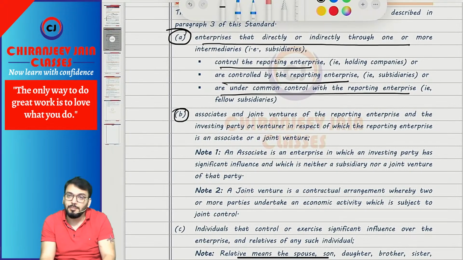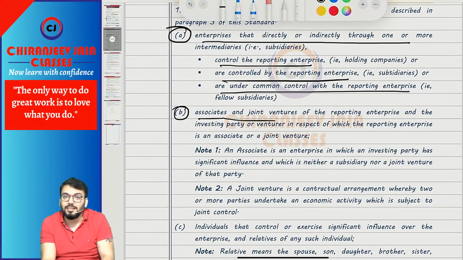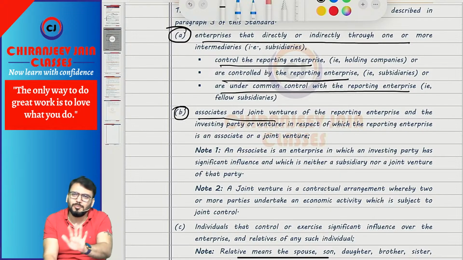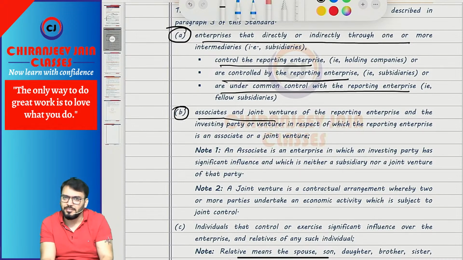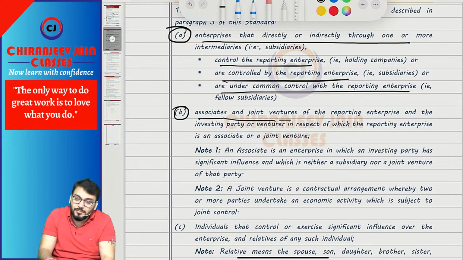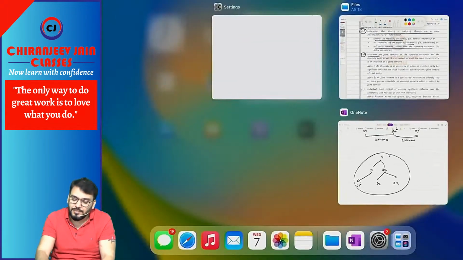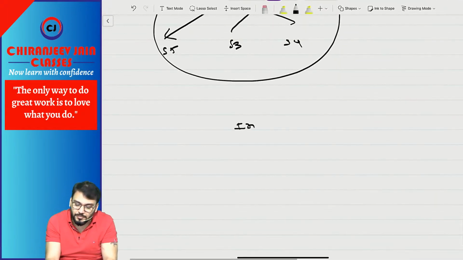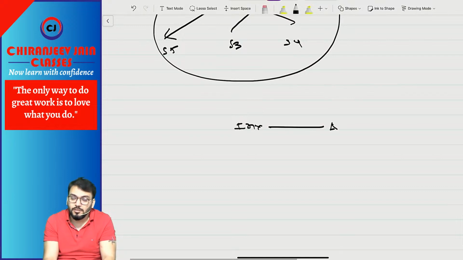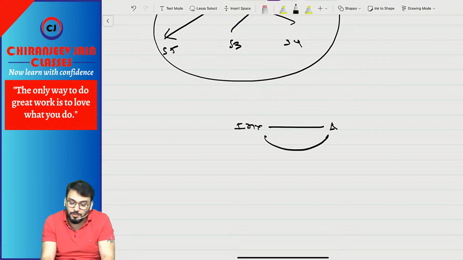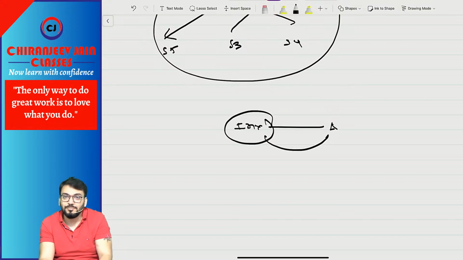Second, point number B. Any associate and joint venture. Now you know the meaning of associate, you know the meaning of joint venture. So I am not going to that meaning. Any associate, any joint venture of the reporting entity and the investing party or the venturer in respect of which the reporting entity is an associate or joint venture. In simple way, if there is one investor who has an associate, both are related to each other. For investor, associate is related. For associate, investor is related.